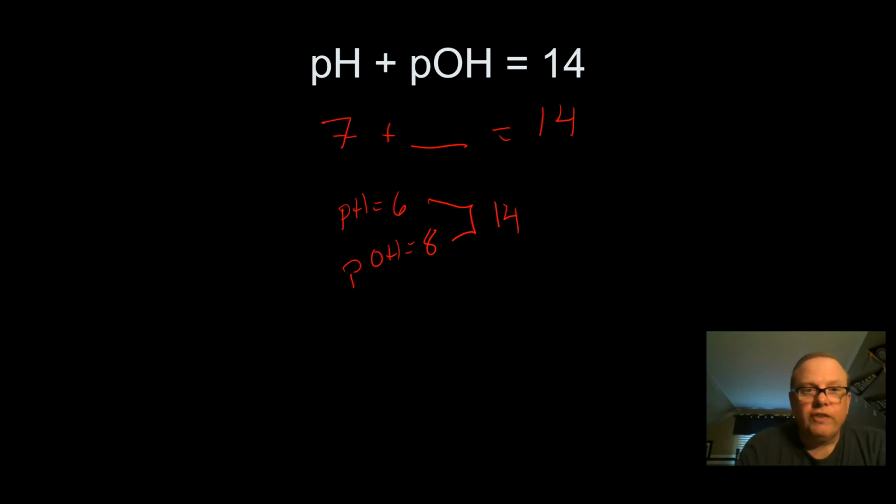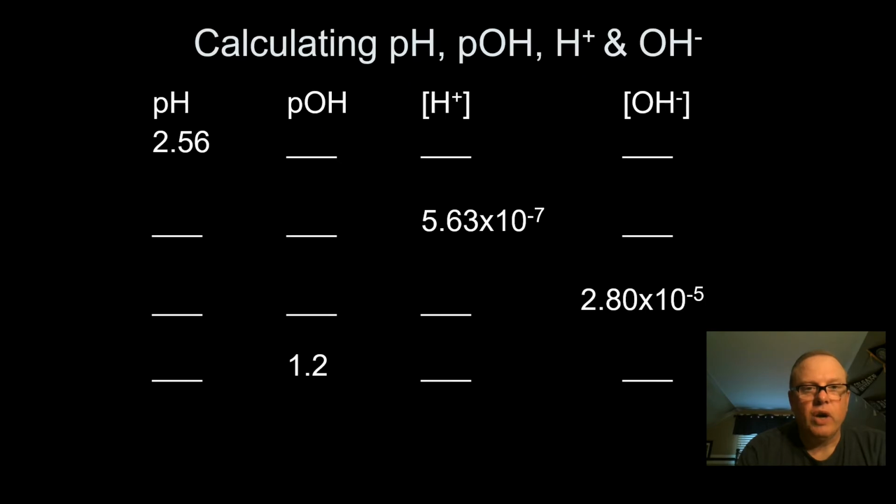So it's kind of cool. If you know pH, then you pretty much know what pOH is just by subtracting it from 14. It works very, very easily like that. All right, let's do a little manipulation with this and give it a try.